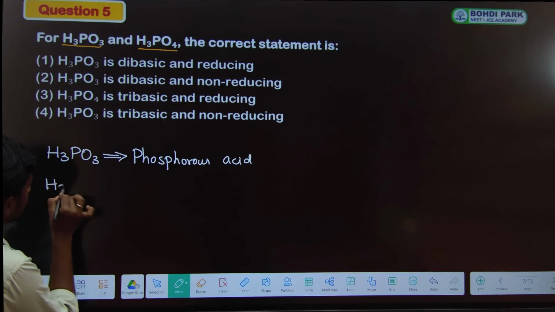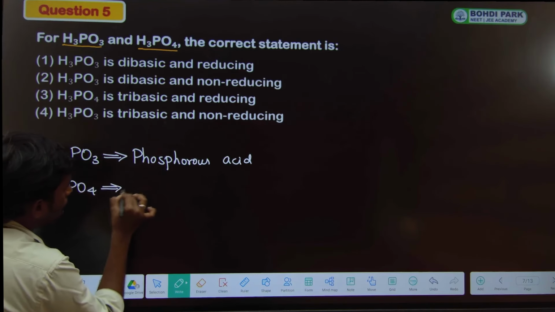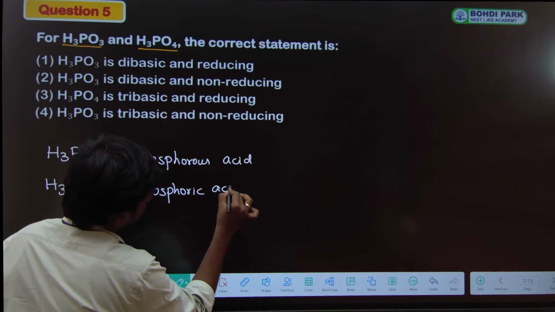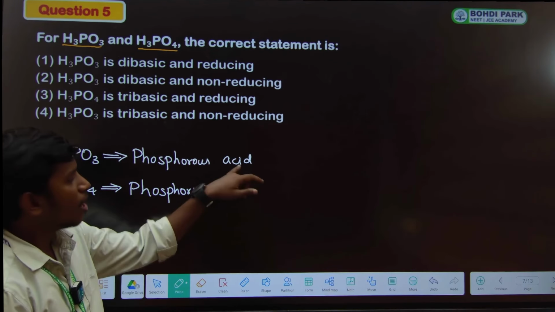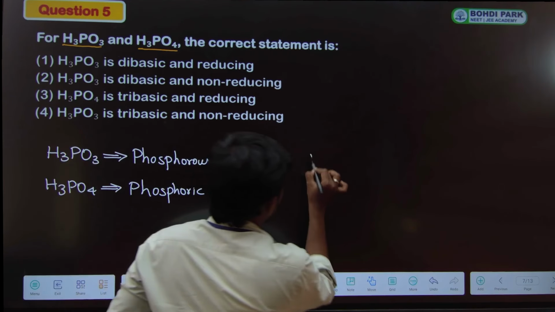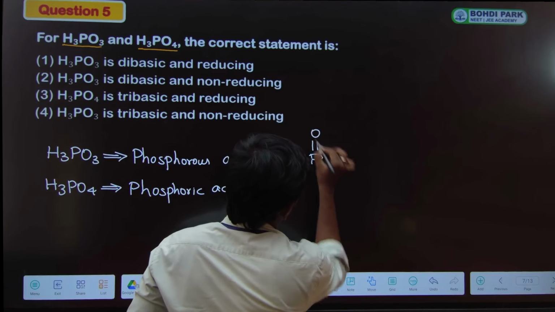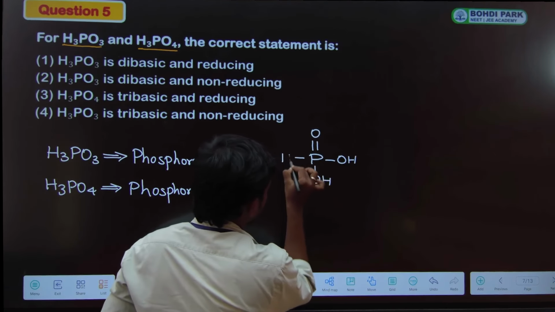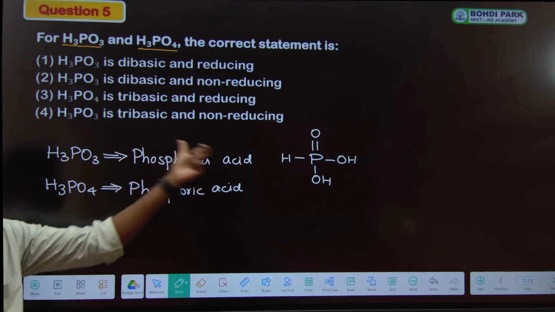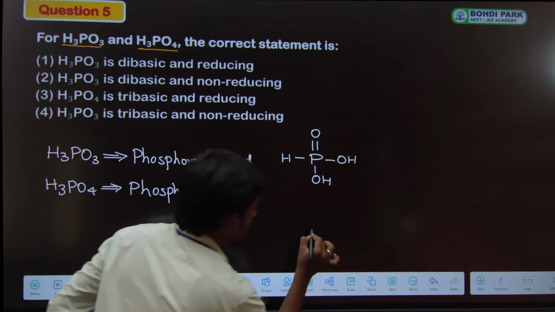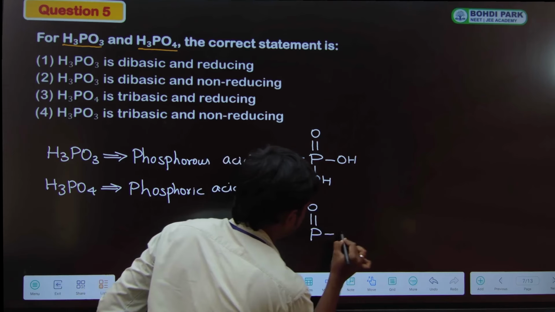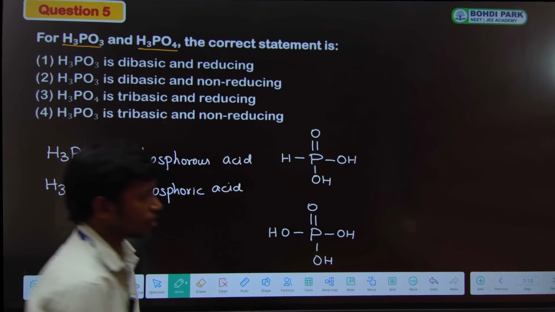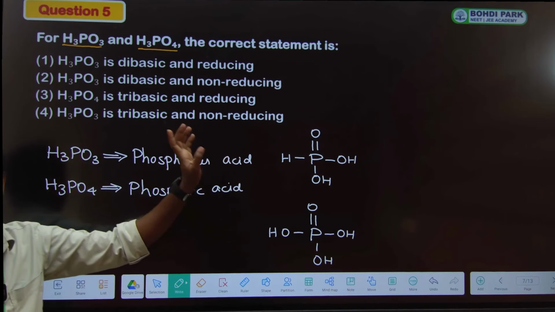And H3PO4 is called phosphoric acid or orthophosphoric acid. Phosphorous acid structure looks like this: phosphorus double bond O, OH, OH, H. It is the structure of phosphorous acid. And orthophosphoric acid structure is P double bond O, OH, OH, OH. Okay, this is the structure of orthophosphoric acid.